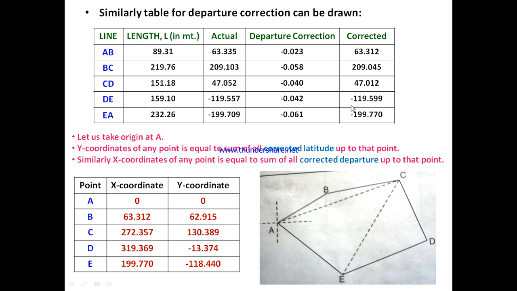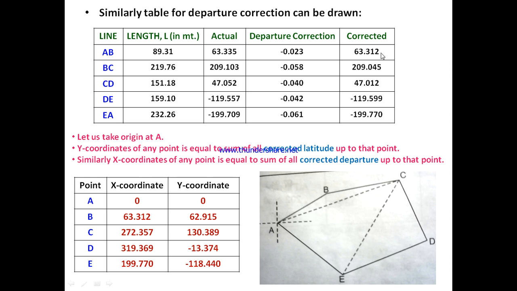After calculating this, you need to determine the origin, or independent coordinate. After getting the corrected values of latitude and departure, you need to calculate the origin. For that, what you need to do is mark a north-south axis and an east-west axis and take the coordinate as 0, 0. Suppose here I have taken 0, 0. Now the first coordinate will be equal to the corrected value of latitude and corrected value of departure.